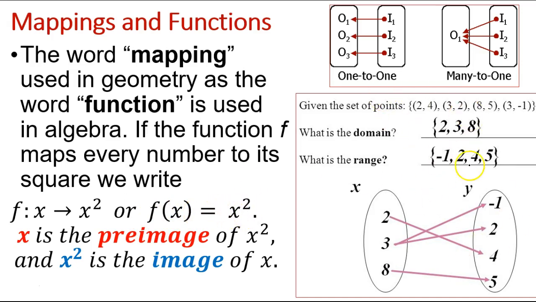Here, a mapping can map one pre-image directly to exactly one image, or you can have several pre-images mapped to one image. For example, this mapping will be many to one, because if x is 1, 1 squared will give you 1. If x is -1, -1 squared will also give you 1. See, two inputs, you get one output. So that's many to one.